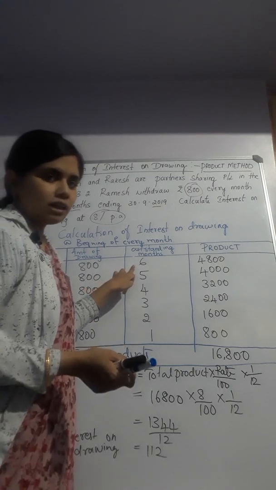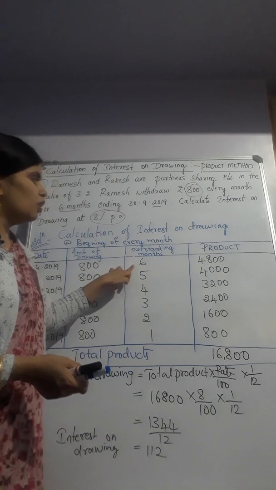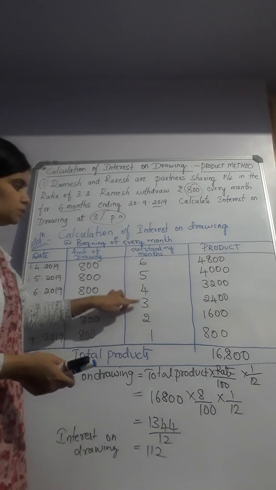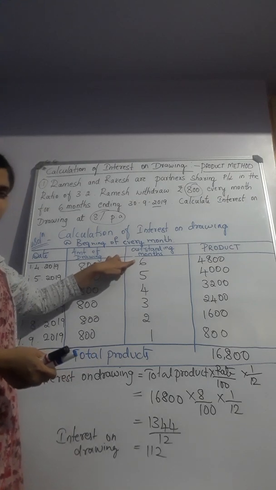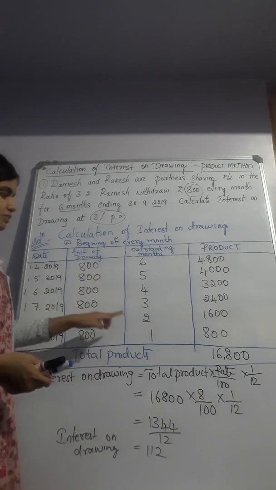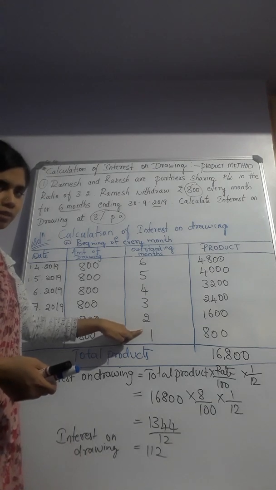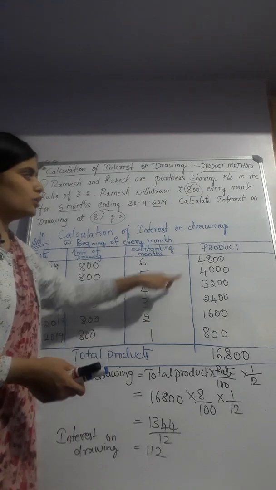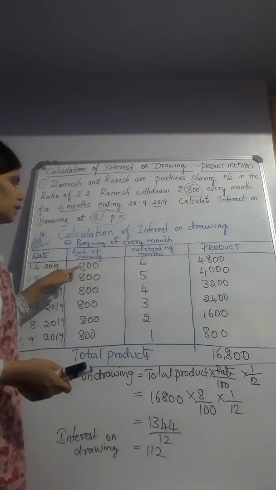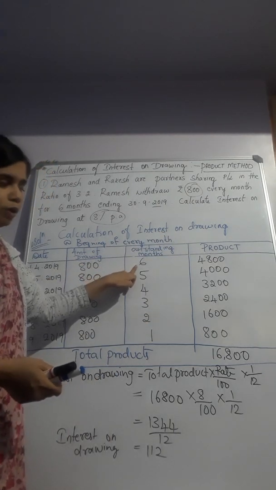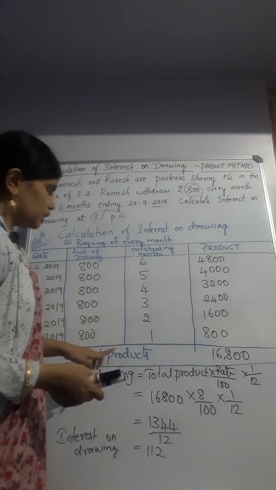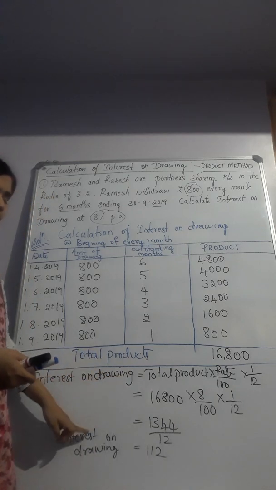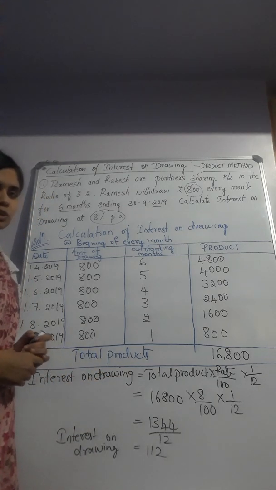Next, outstanding months. What are the outstanding months? For the beginning of every period you have to start from here: 1, 2, 3, 4, 5, 6, that is 6 months. If it is the end of every month, you have to start from 0. If it is the middle, you have to start from 0.5. Product: how will you get the product? By multiplying this with the outstanding duration. You will get the total product if you add this. Apply the formula, and you will get the answer for the interest on drawing.